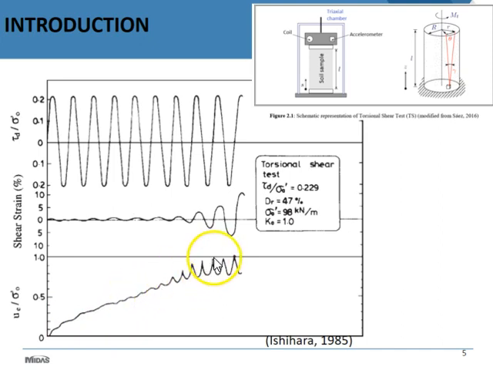And when this number goes very close to 1, that's when you start having this reduction in stiffness, and of course a reduction also in strength of the material.